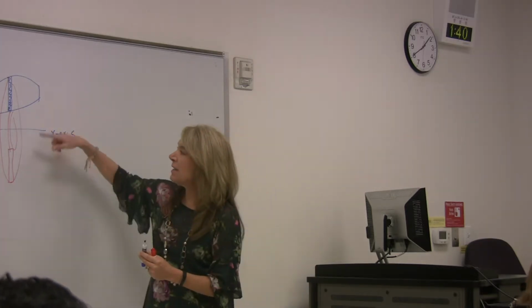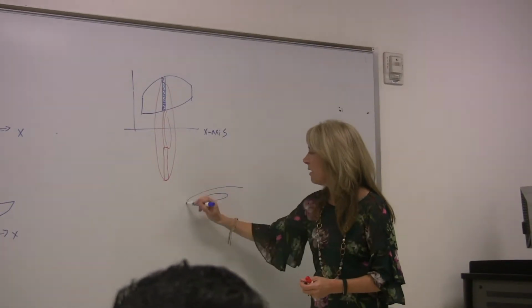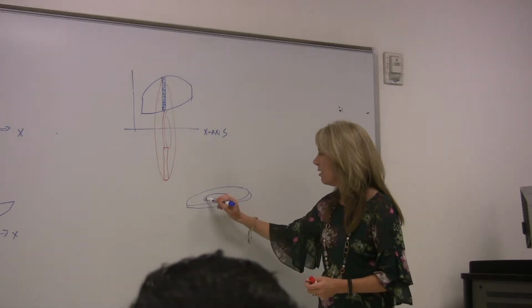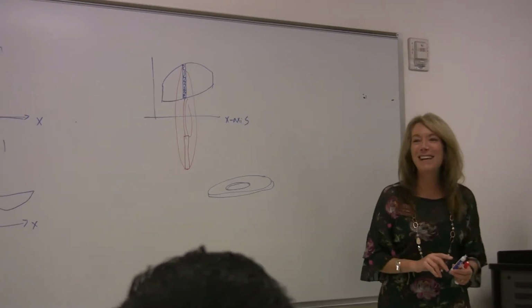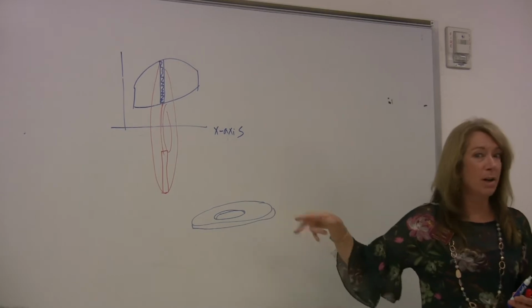You guys all see that this little shape, I'm going to draw it sideways. Once I rotate it, it's going to look something like this, with some thickness to it, of course. Use your imagination. It's going to look something like that. We call that a washer because it has a hole in the middle of it.